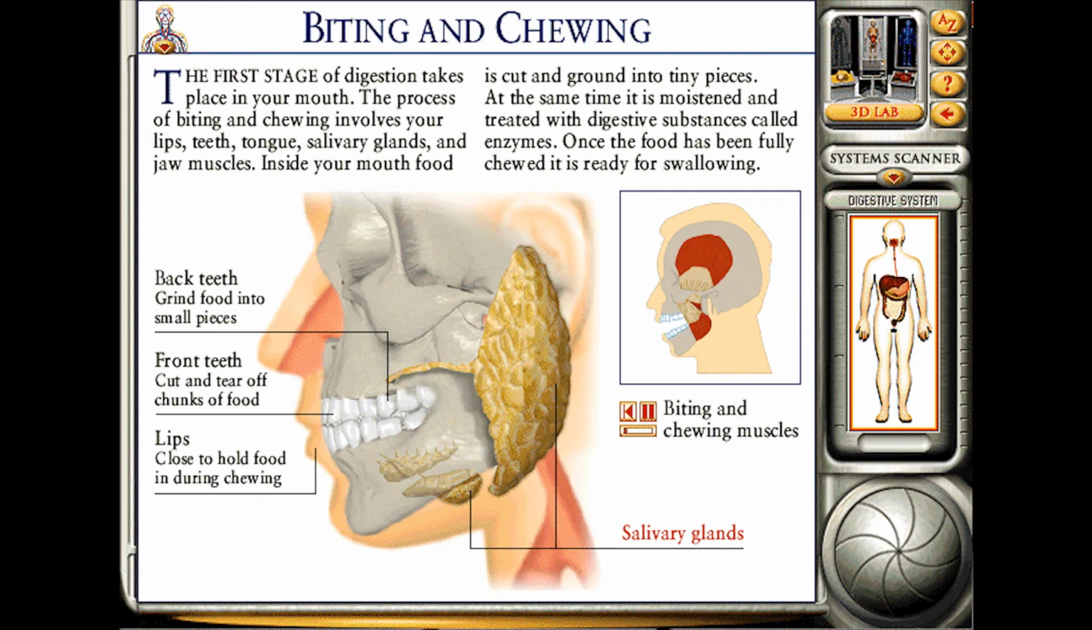4 sets of muscles are responsible for biting and chewing. The 2 that you can see here work together to close the mouth when biting. 2 smaller, deeper muscles produce the side-to-side chewing movements that grind food between the teeth.